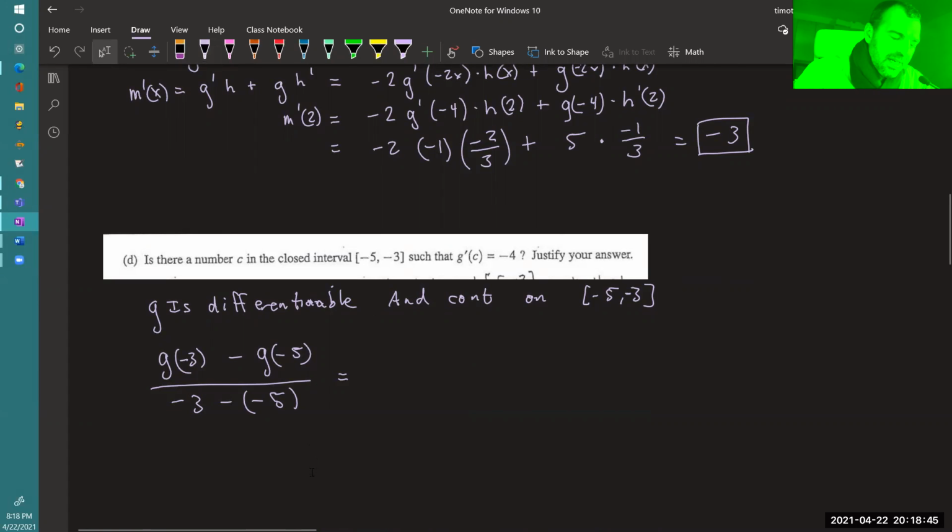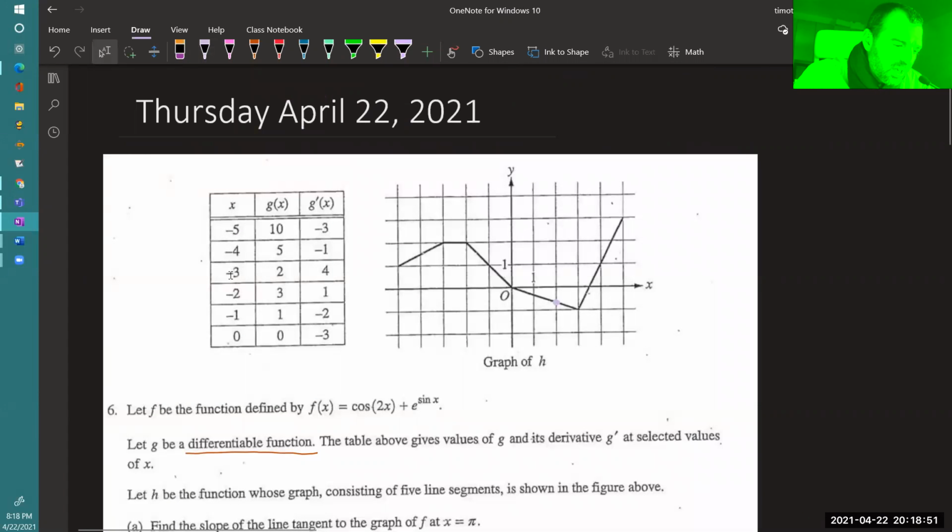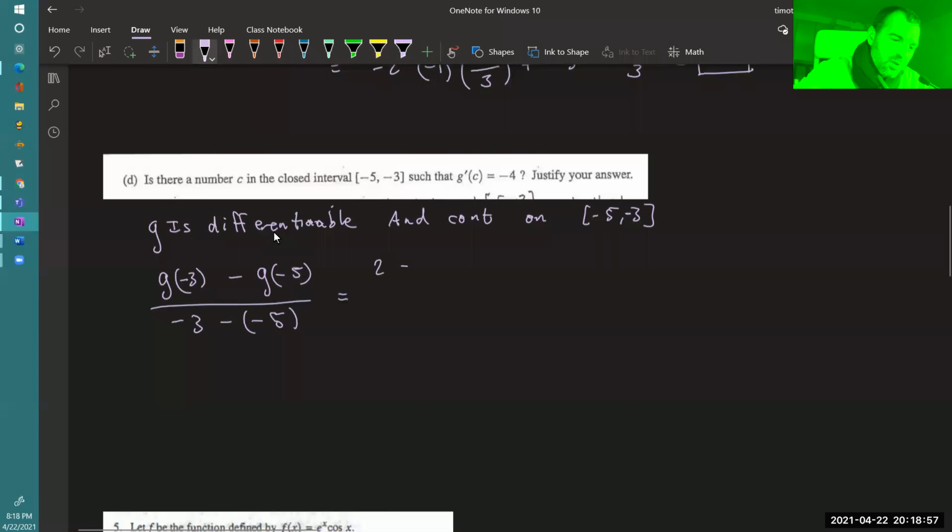All right. And so I need a G of -3 and a G of -5 here. G of -3 is going to be 2. G of -5 is going to be 10. So 2 minus 10 over -3 plus 5, which is -4. And so we can conclude, yes, there is a slope of -4. They actually gave you the answer here. They're saying that G prime of c is -4, which is what you get there.